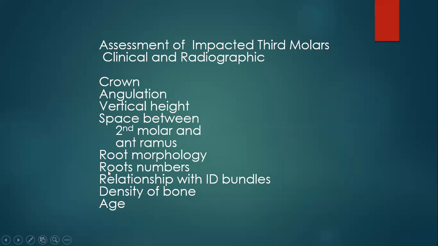Mostly the mandibular molars have more roots, and the maxillary molar can also have three roots. Then you have to see their relationship with the interdental bundles, and whether the periodontal fibers are in good form or not. Then you have to see the density of the bone, and the age of the patient as well. So these are some of the assessments that you need to study while seeing the impacted third molar. You have to check these points clinically and on the radiograph as well.